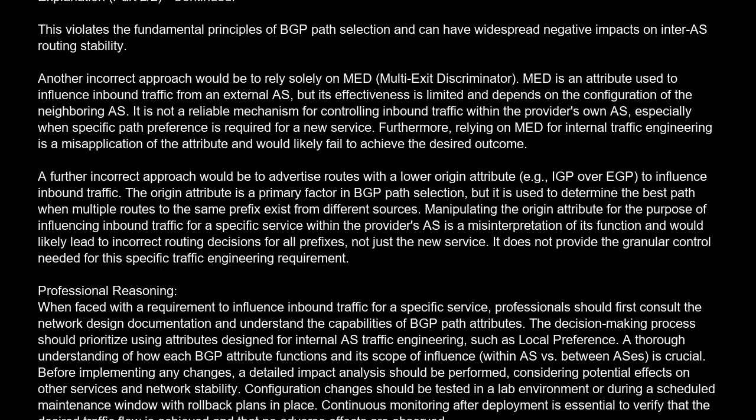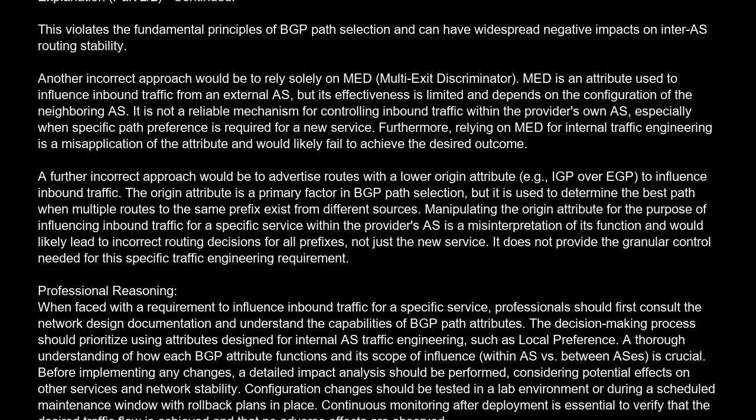A further incorrect approach would be to advertise routes with a lower origin attribute, e.g. IGP over EGP, to influence inbound traffic. The origin attribute is a factor in BGP path selection, but it is used to determine the best path when multiple routes to the same prefix exist from different sources. Manipulating the origin attribute for the purpose of influencing inbound traffic for a specific service within the provider's AS is a misinterpretation of its function, and would likely lead to incorrect routing decisions for all prefixes, not just the new service. It does not provide the granular control needed for this specific traffic engineering requirement.